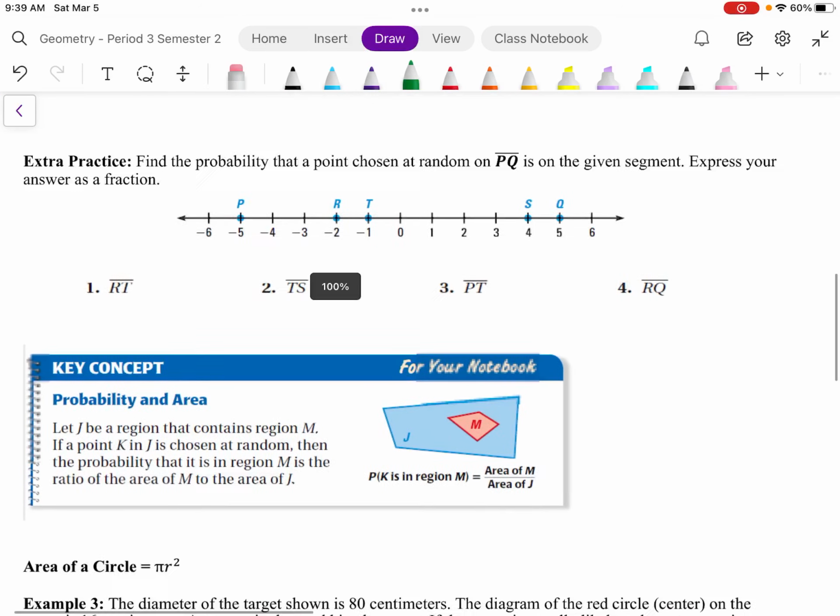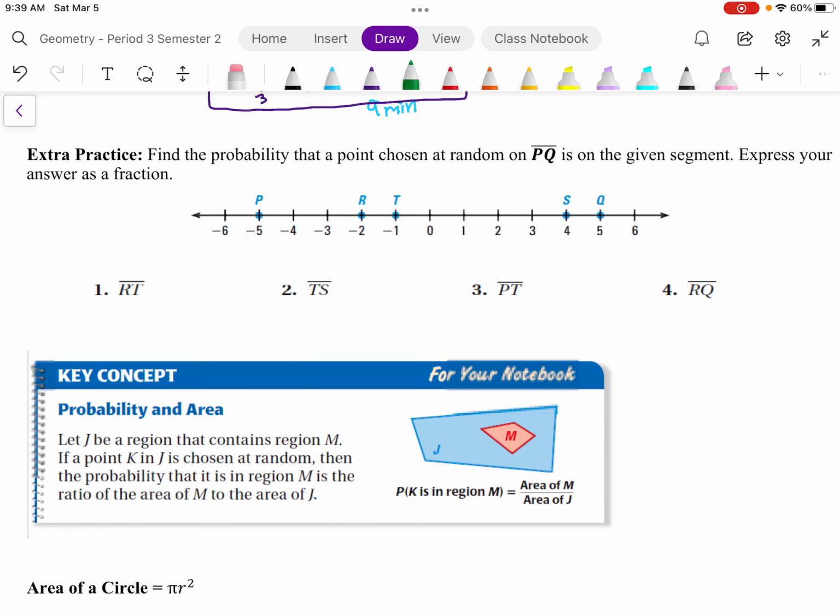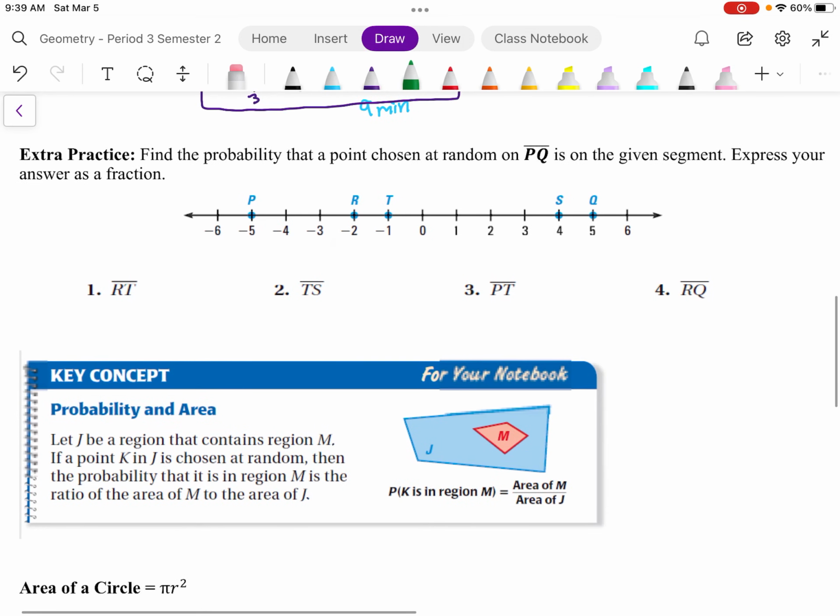All right, our next example. And this one, if you want to get the practice, pause the video and find your answers, and then click play to see if you did them correctly. So for our extra practice, we're going to find the probability that a point chosen at random on PQ, so that is all of our possible outcomes for P all the way to Q, is on the given segment. And we're going to express our answer as a fraction.